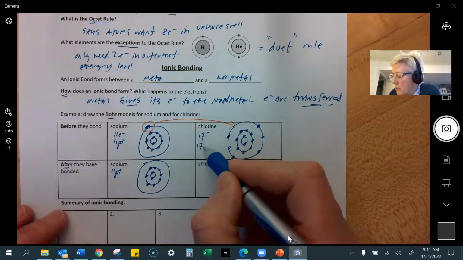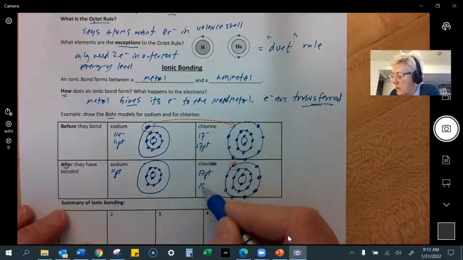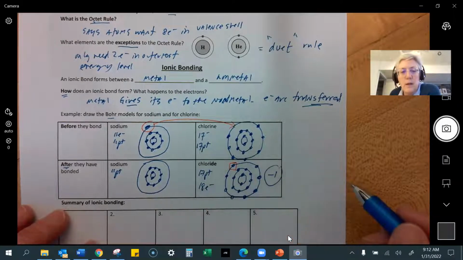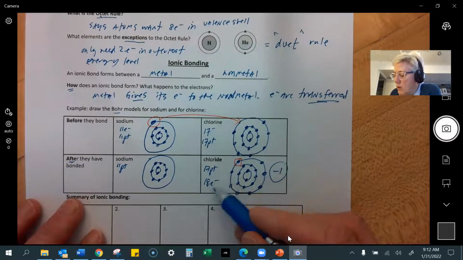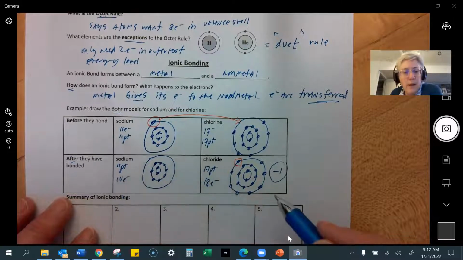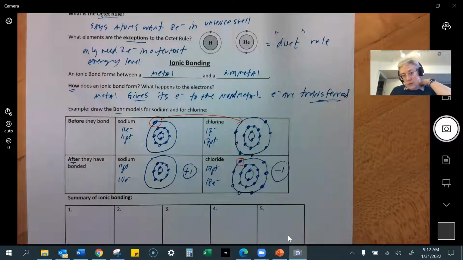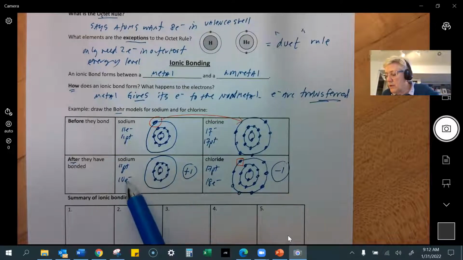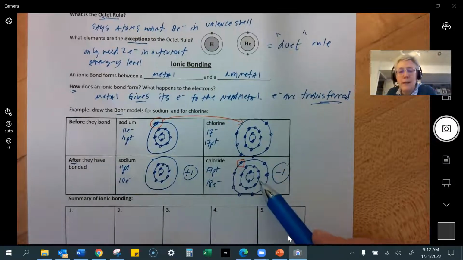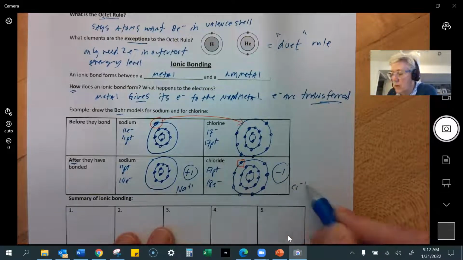All right, so now chlorine has 17 protons, but now it's got 18 electrons. So it is going to have a charge of -1. It's got one more electron than proton. Sodium has 11 protons, but now it's only got 10 electrons, so it's going to have a charge of +1. So this is why those charges that we've been working with are what they are, because 10 electrons and 11 protons give sodium a charge of +1. Chlorine is now chloride, so sodium is a +1, chlorine is a -1.